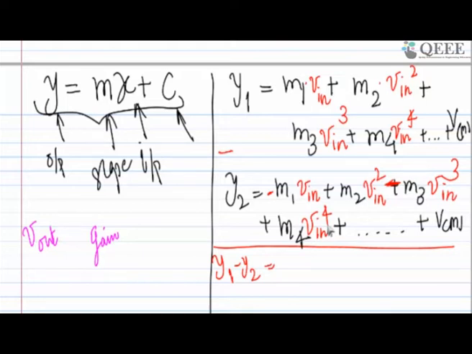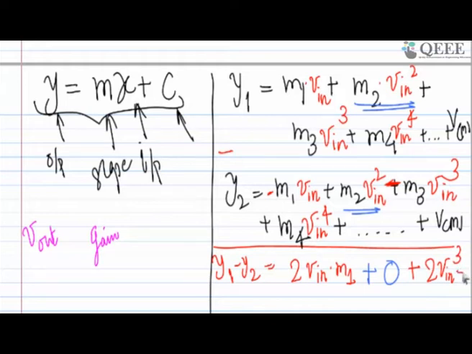And if you subtract both of them, what are you going to see? You are going to see 2V in times M1, plus, if I subtract this quantity from this quantity, I am going to see 0, plus 2V in cube times M3, plus 0 and so on, and your VCM I is also 0. Let's give this a different color.